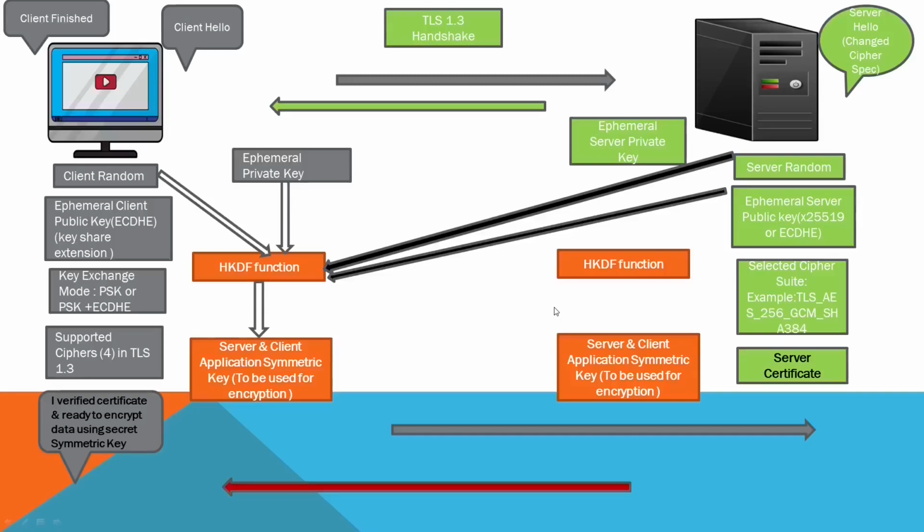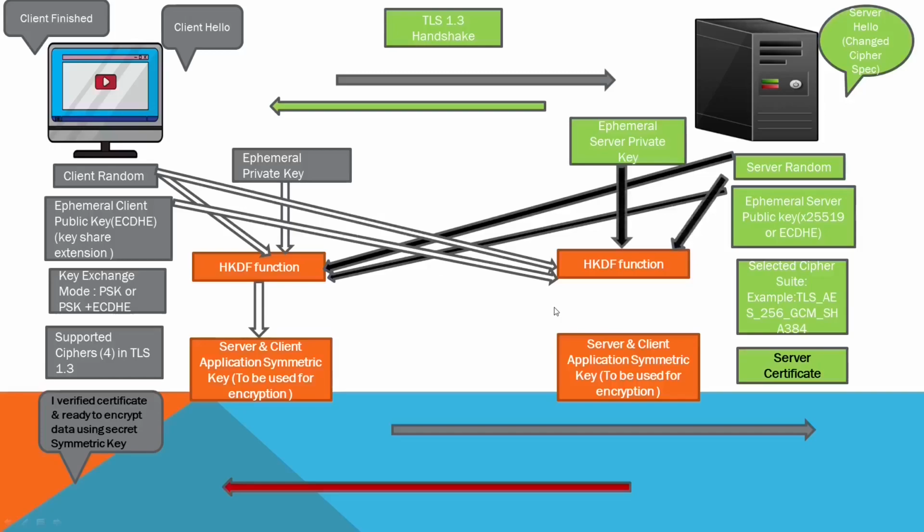Similarly, the HKDF function will be used by the server as well. Server will use the client random value, the client's public key and its own private key and the server random value to generate symmetric key, which will be used for the further encryption. So finally, both of them have generated a symmetric key. Now whatever is sent after this three-way handshake will be all encrypted.